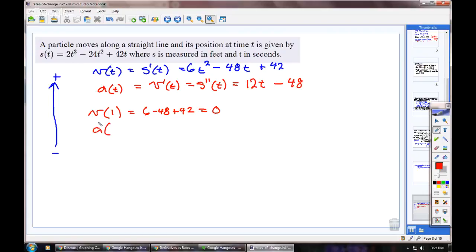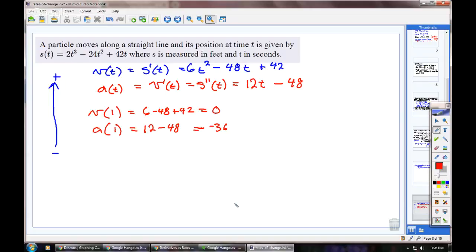Acceleration at that moment would be 12 times 1 minus 48, which is going to be a negative 36. So from a speed of 0, it's going to decelerate, okay, is what we have here. We're going to head in the opposite direction. So we're going to start being forced to move down at t equals 1.